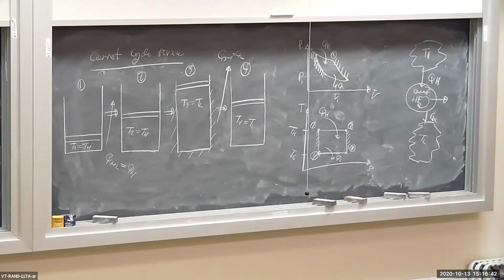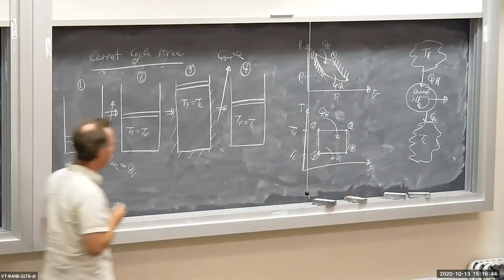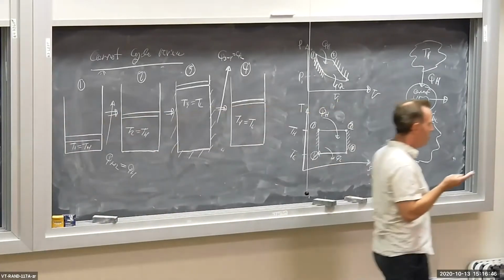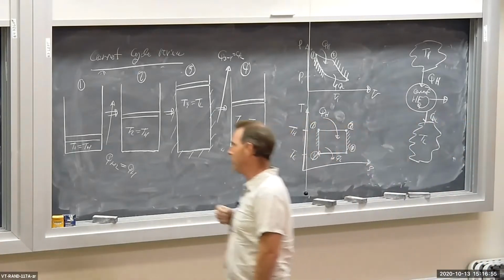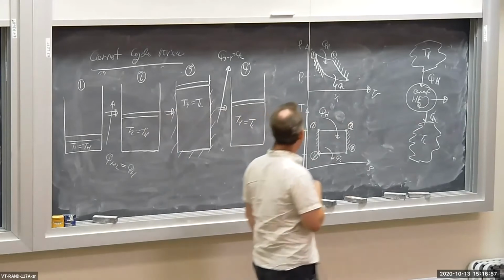Now let's have a look here. Let's go review the Carnot cycle. The Carnot cycle is composed of two isothermal heat interactions and two adiabatic expansion or compression processes. In particular, we started off at state 1.